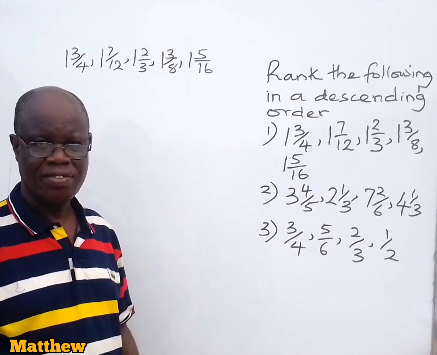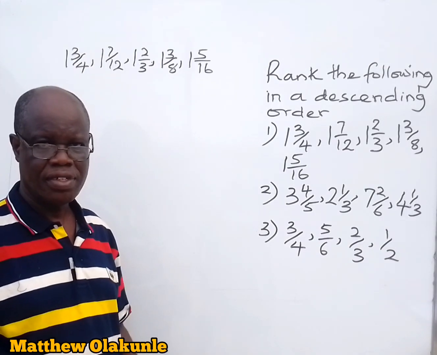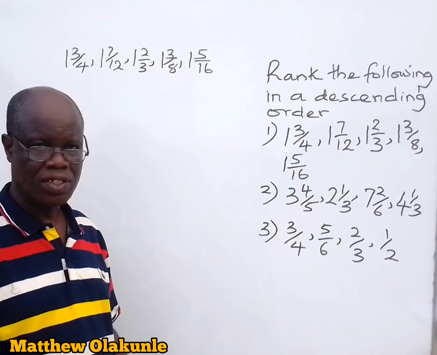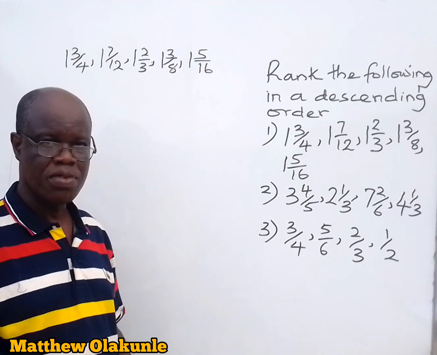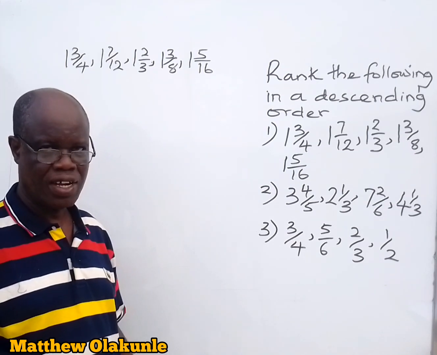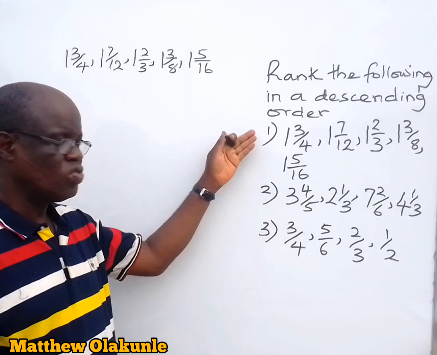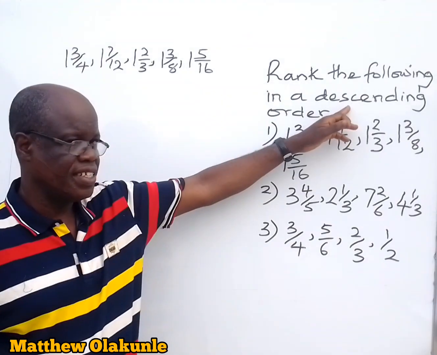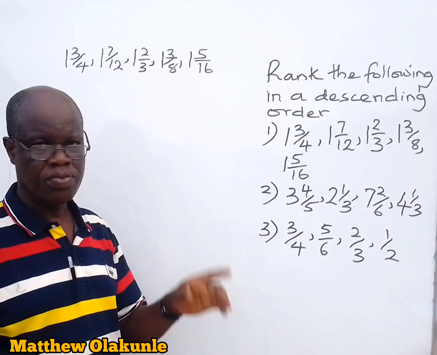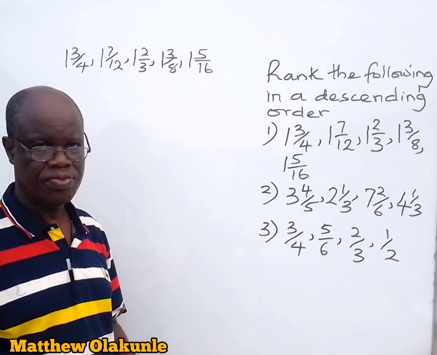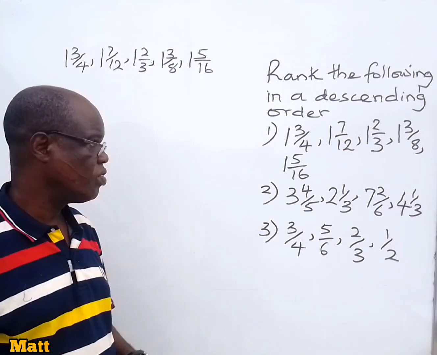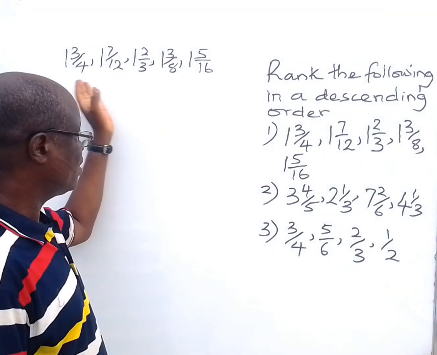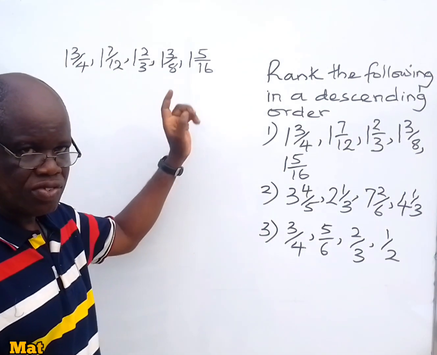This is another time for learning and for teaching. Today we want to see how we can rank fractions, especially mixed fractions. How do we rank fractions? What we want to do with the following is to rank them in descending order. What do we call descending? Descending means from the biggest to the lowest, from the biggest value to the lowest value. So we want to rank these from the biggest to the lowest.